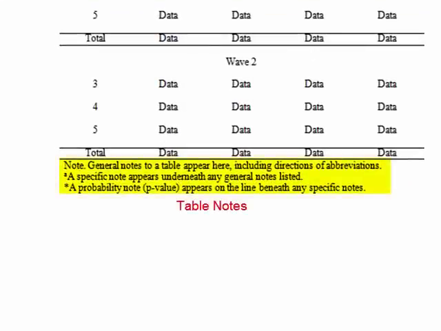Here, you will insert your general notes, specific notes, and/or your probability notes. General notes should be labeled with the word note. General notes are used to inform the reader of what the abbreviations stand for. Under the general notes should be the specific notes, which are labeled with a superscript letter such as A, B, or C. Specific notes refer to a particular column, row, or cell within the table. Under the specific notes should be the probability notes, which are labeled with an asterisk or multiple asterisks. Probability notes are used to indicate ranges of p-values.